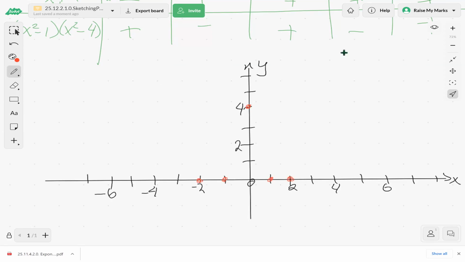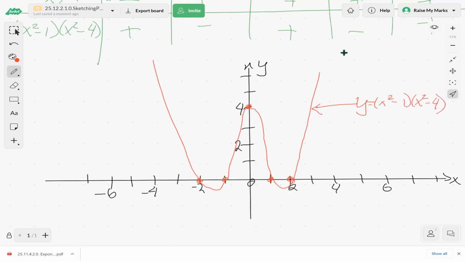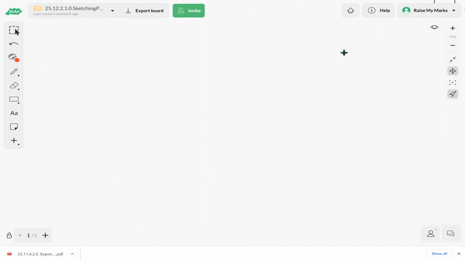Our function is positive when x is less than negative 2, negative when x is between negative 2 and negative 1, positive between negative 1 and 1. So let's draw that in, and it intersects the y-axis at 4. Okay. So we have something that's quite symmetrical. It looks a little like this, like a W. All right, so this is a graph of our function y equals x squared minus 1 times x squared minus 4. Good. So that brings us to the end of our session.